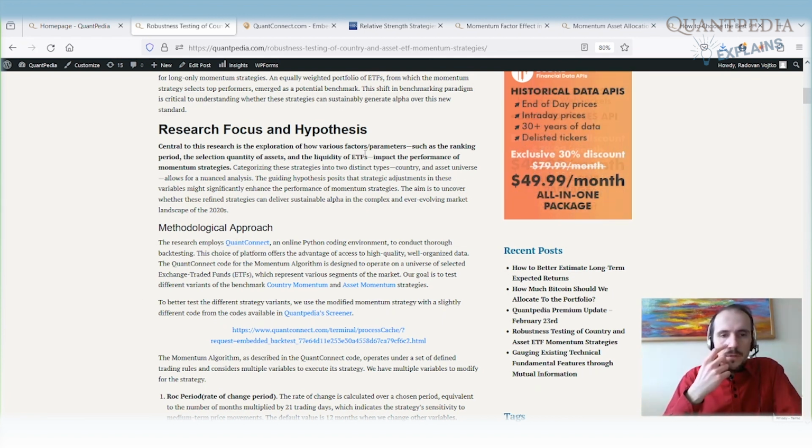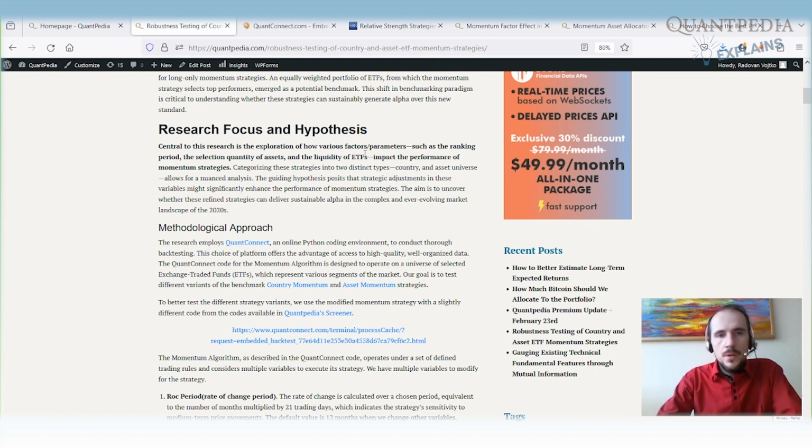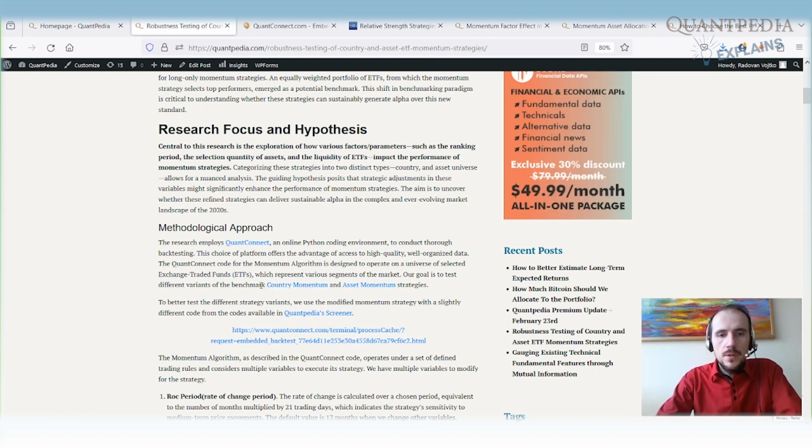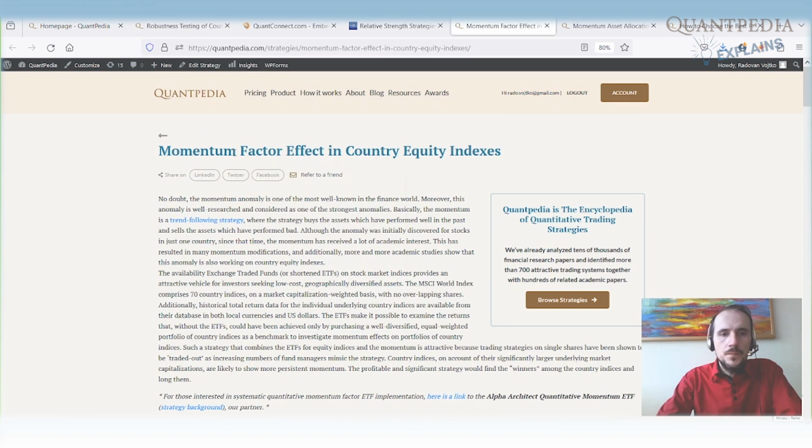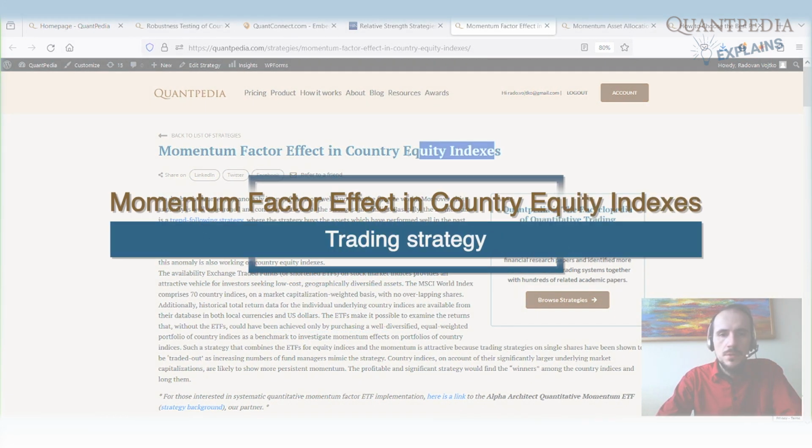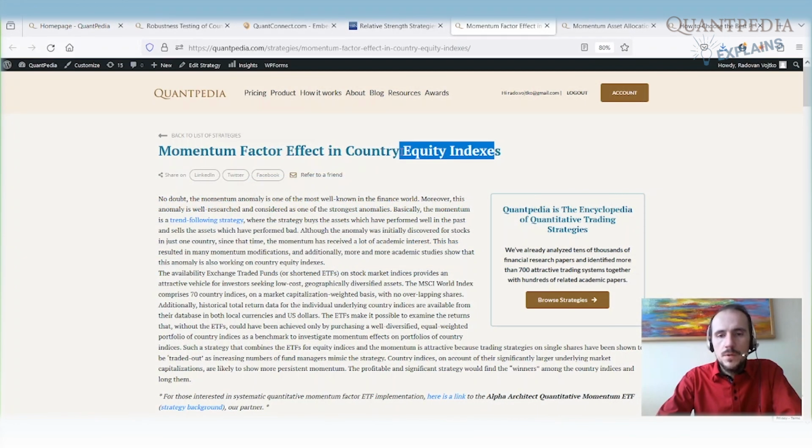What are the strategies that we will backtest, and on which we will perform the robustness testing? It's country momentum and asset momentum strategies. In country equity momentum, this is a strategy where you have an investment universe and you select the best performing countries out of that investment universe, and you hope that those best performing countries will outperform some benchmark.